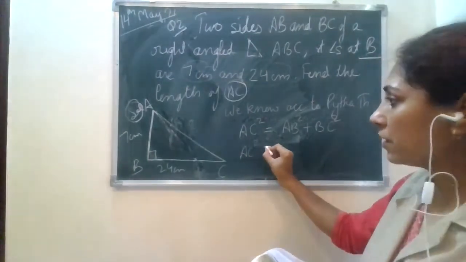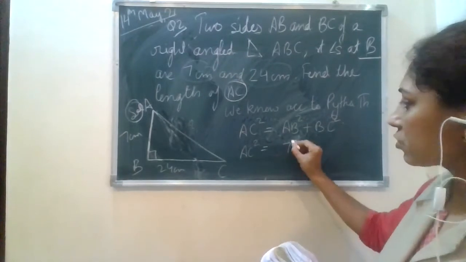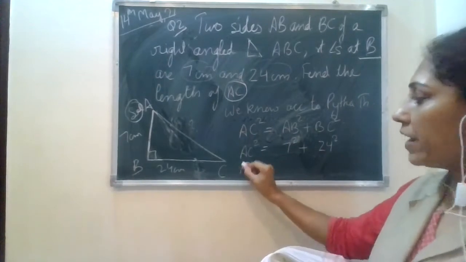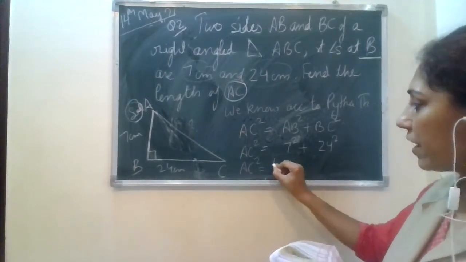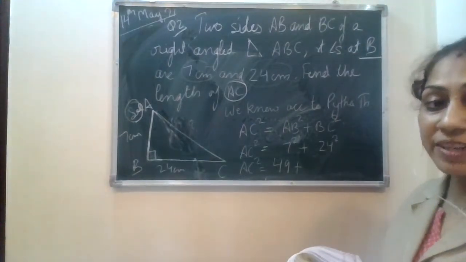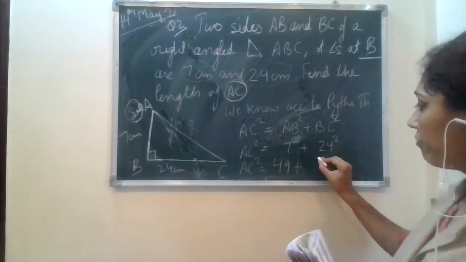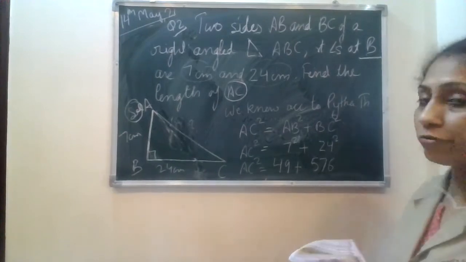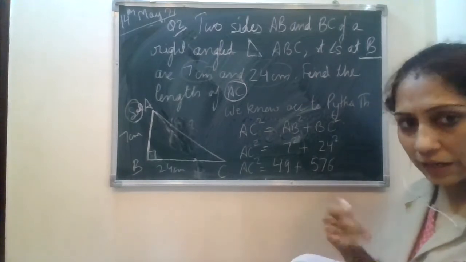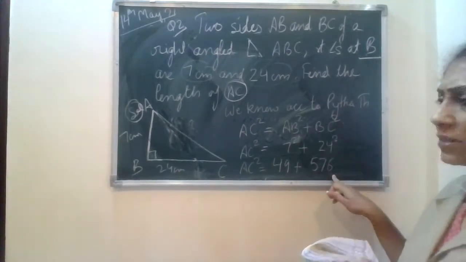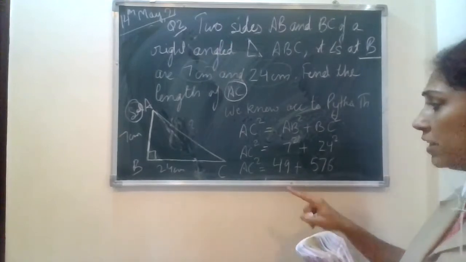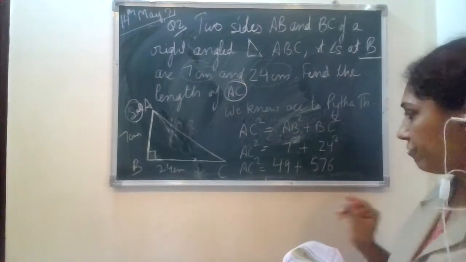This AC square, AB square is your 7 square, and BC square is your 24 square. So AC square is equal to 7 square, which is 49, plus 24 square, which is 576. You have to multiply, do the rough work also. I'm doing it fast because I know many of the square values. The unit place is going to be 5, so 25 square is 625. These are the tricks for doing the calculation fast.